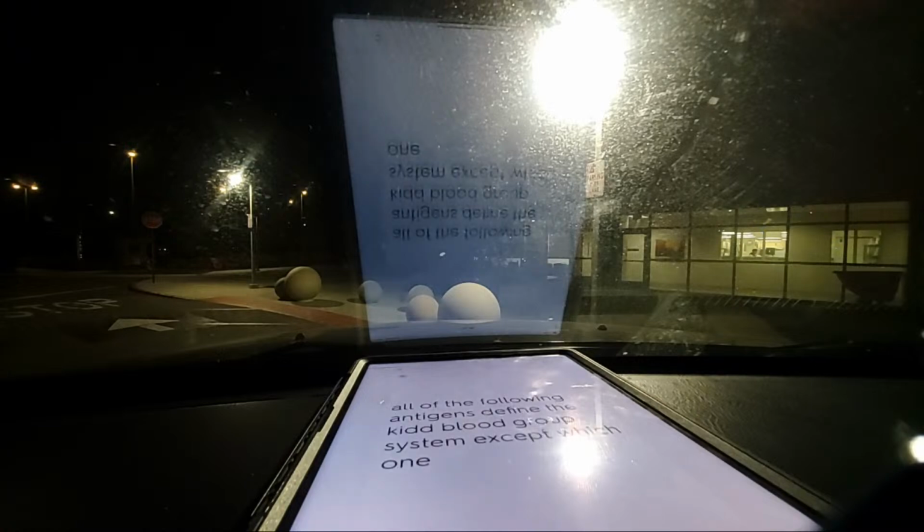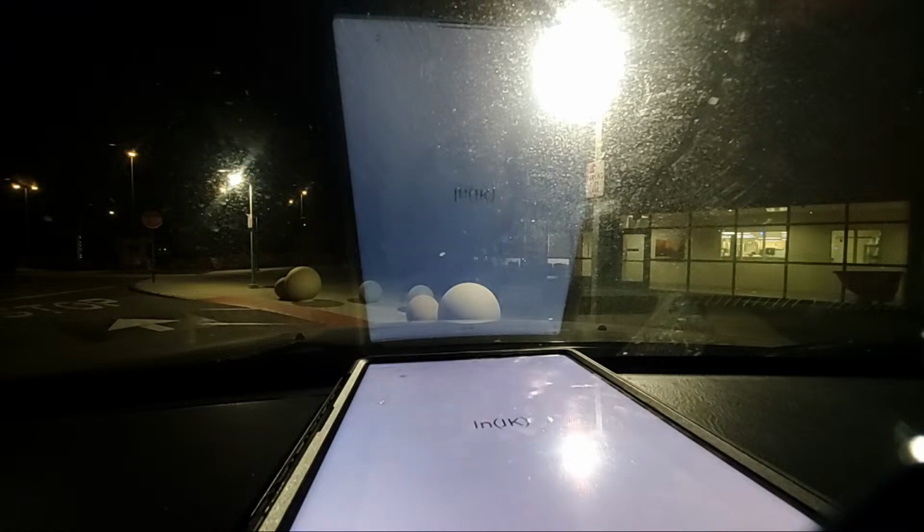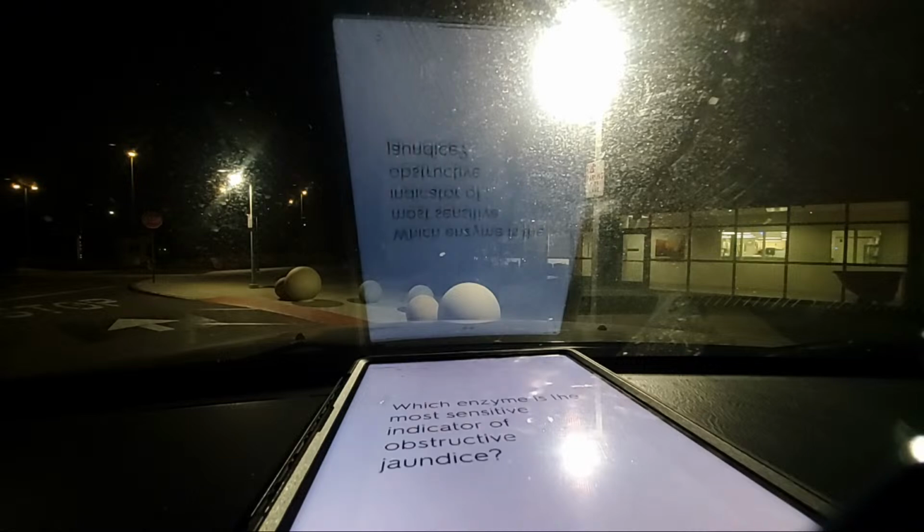All of the following antigens define the Kidd blood group system except which one? N. First immunoglobulin. IgM. Which enzyme is the most sensitive indicator of obstructive jaundice? Alkaline phosphatase.